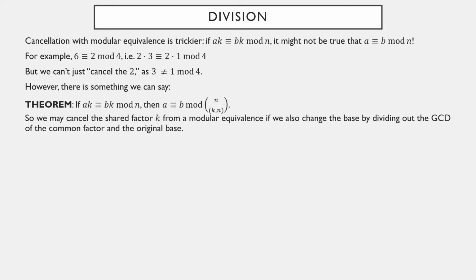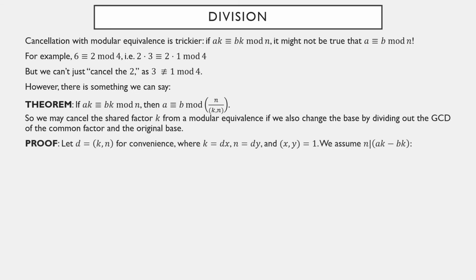If a times k is equivalent to b times k modulo n, then a is equivalent to b modulo a different base, n over the GCD of k and n. So if you want to cancel a shared factor k from a modular equivalence, you can do so. However, in stark contrast to all the theorems from the previous slides, you have to change the base of the modular equivalence by dividing out by the GCD of the original base and the number you just canceled from both sides. Let's prove it. I'm going to call that GCD D.